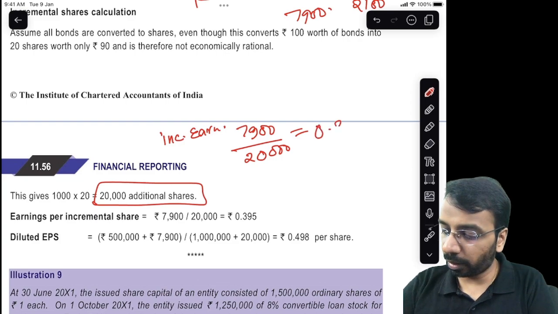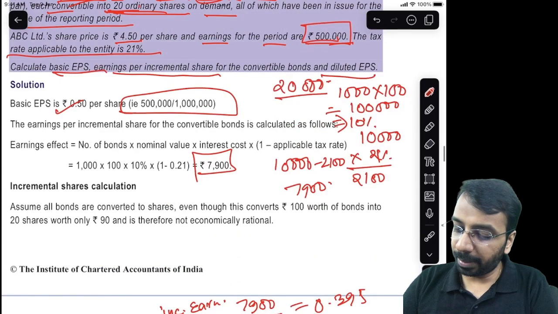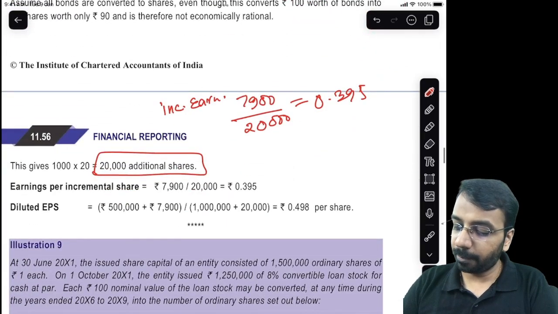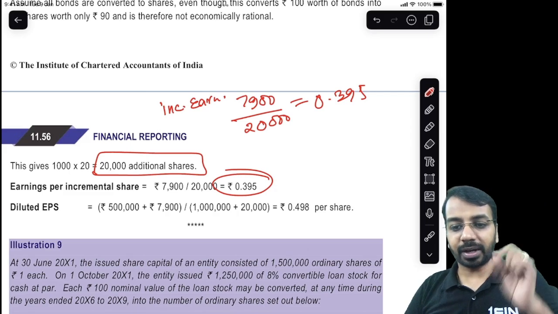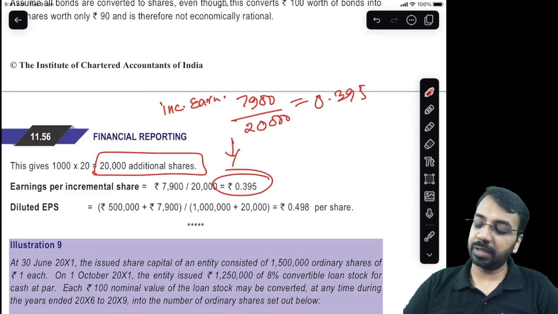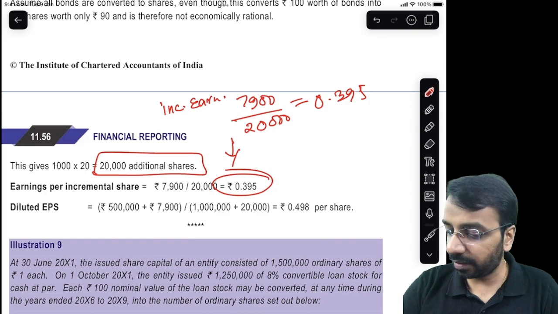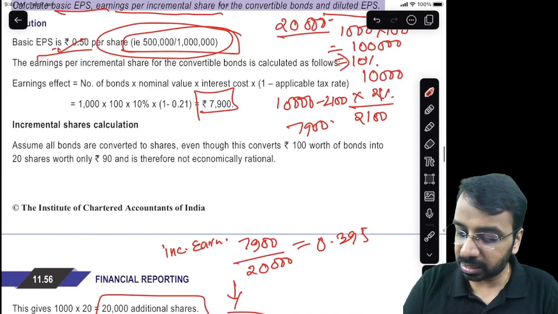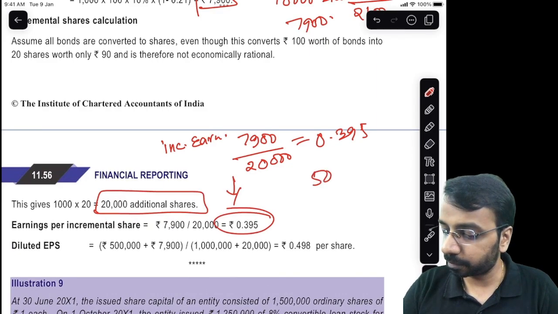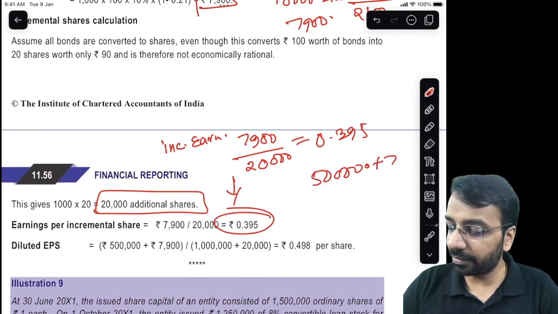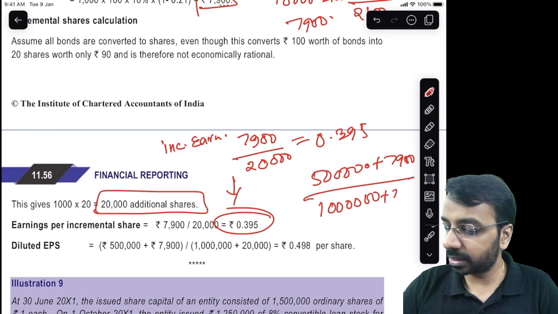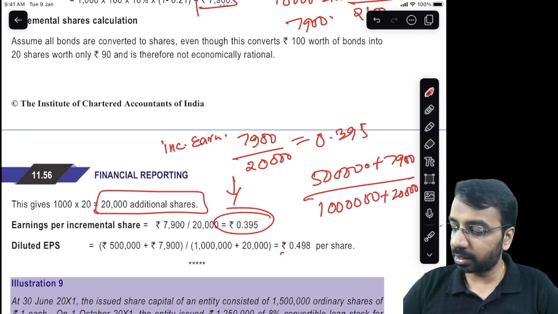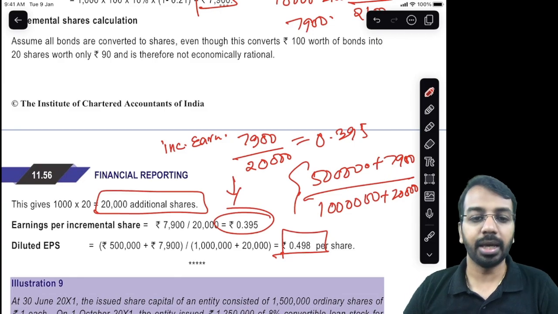You get 0.395. Now, my current earnings is 0.5. My revised earning is 0.395. Means my incremental earning means if I convert the shares, my EPS will go down. If my EPS will go down, what is my revised EPS? My revised EPS is earnings for basic EPS 55 lakhs plus 7,900 divided by 10 lakhs plus new shares 20,000. So this calculation gives me 0.498. Okay, that is how it is calculated.